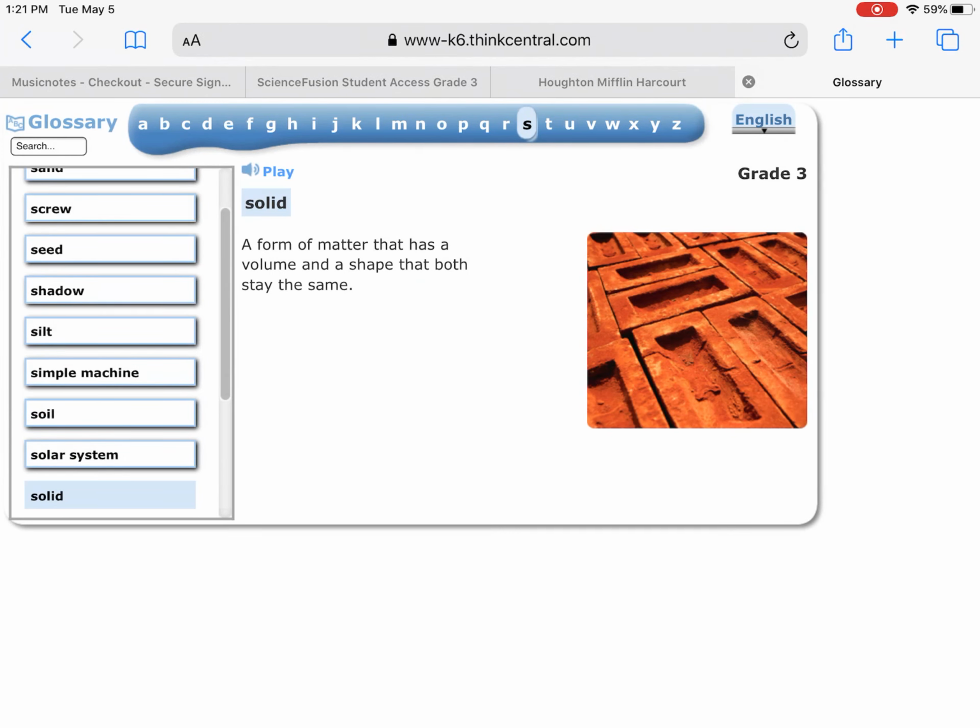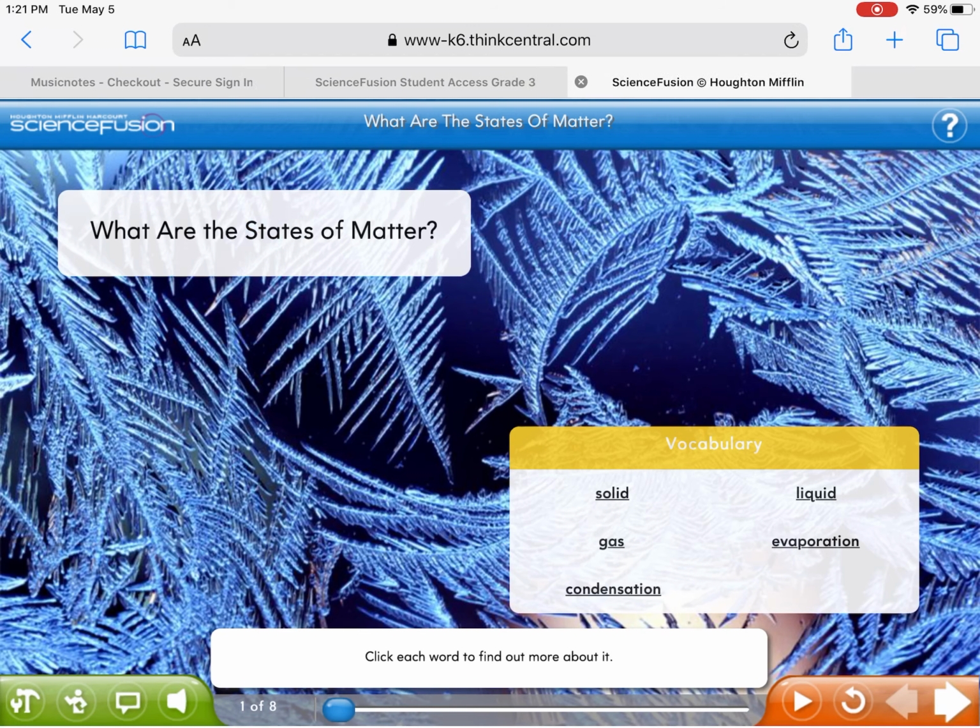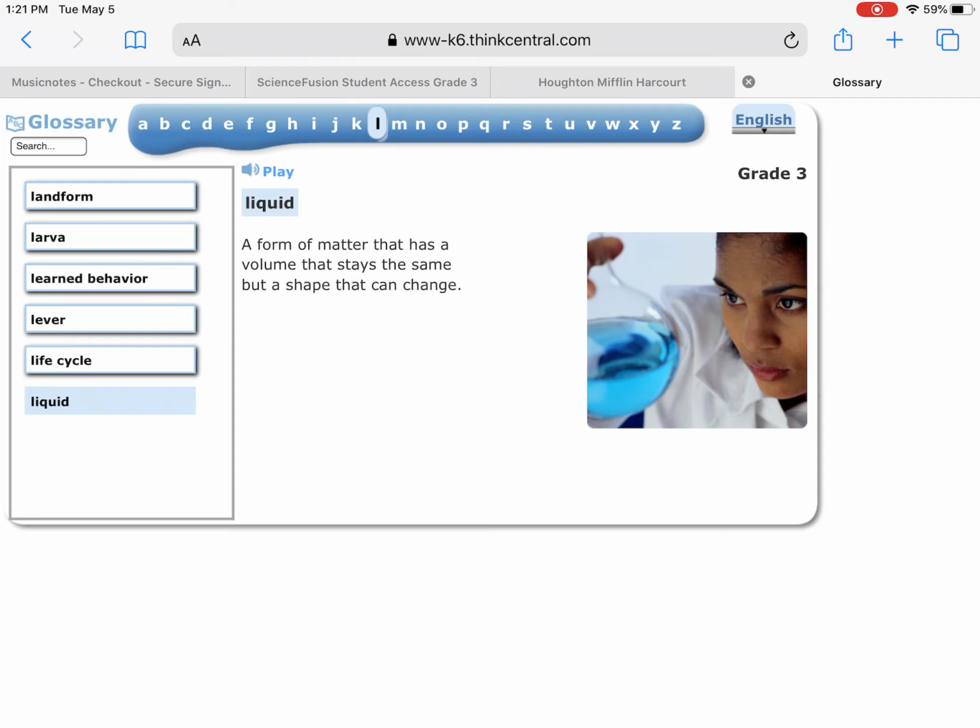So the first one is solid. And solid is a form of matter that has a volume and a shape that both stay the same. So they don't change their shape or volume no matter what. Liquid, a form of matter that has a volume that stays the same but a shape that can change. So the volume will stay the same, but if I pour liquid from one cup to another cup, it's going to take the shape of the cup. So it doesn't look the same in everything you put it in.